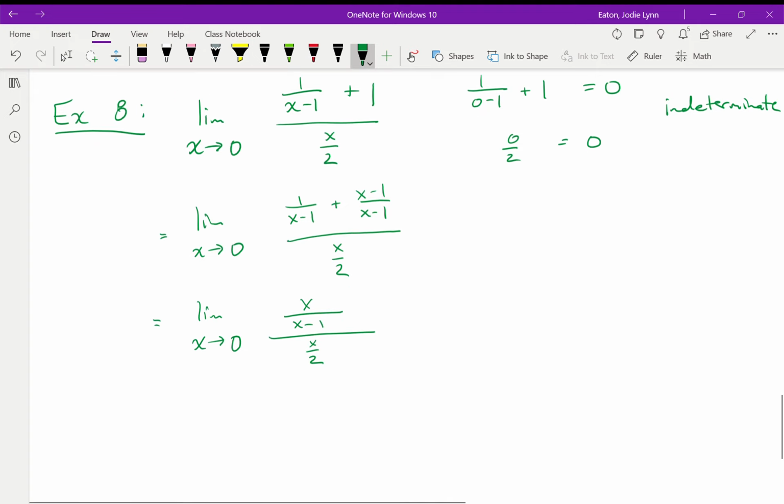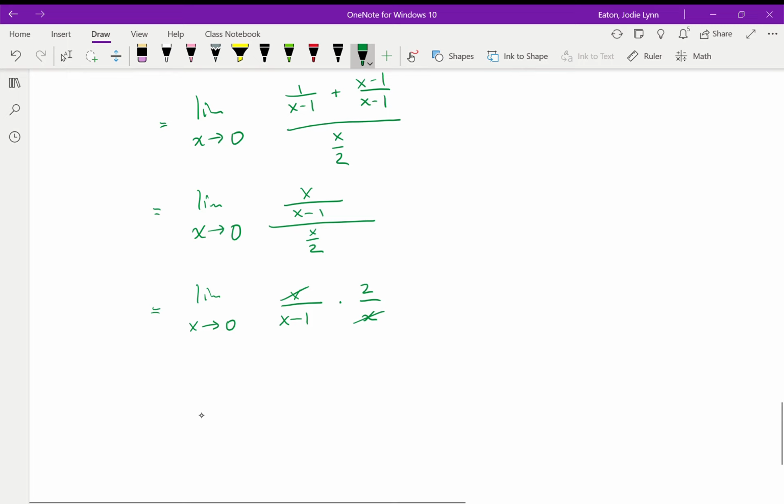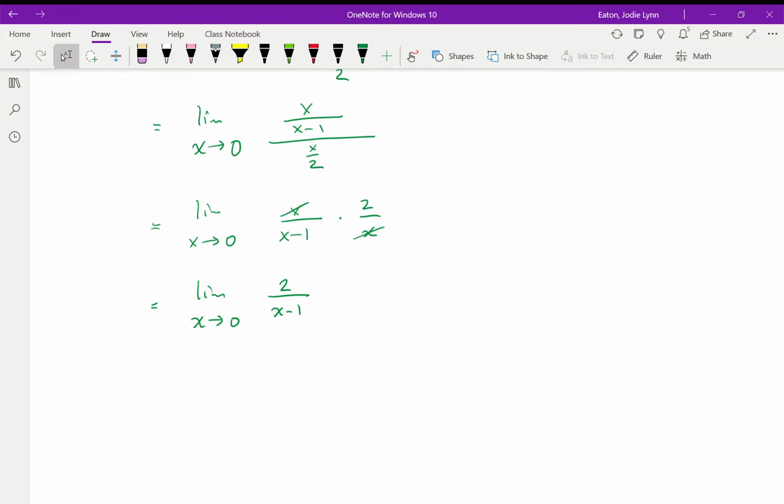So now we are going to actually do our division. Limit as x approaches 0, we are going to divide by x over 2, which is the same as multiplying by 2 over x. So x over x minus 1 times 2 over x. Our beautiful x's cancel, and we get that this is the limit as x approaches 0 of 2 over x minus 1. You are allowed to shorten some of these algebraic steps. Just make sure that you're doing it properly the whole way through. So we get that this limit, when we plug in 0, is equal to -2.